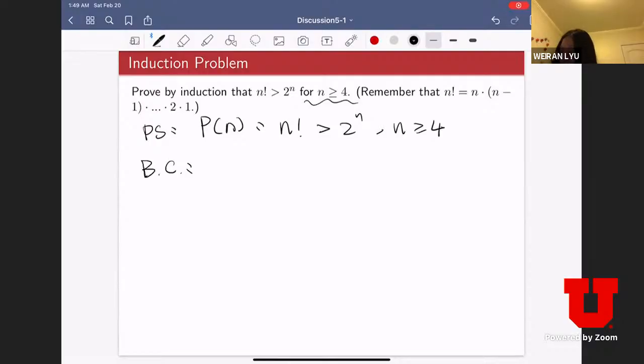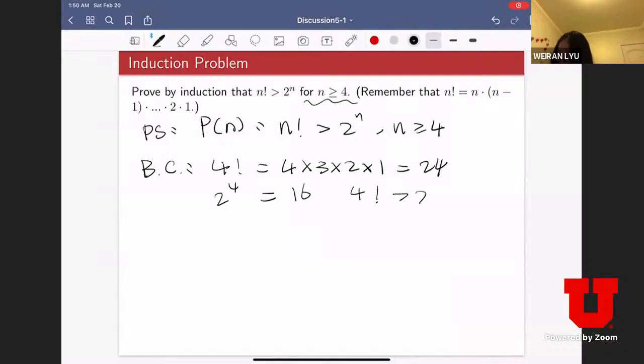If we look at the left-hand side, which is 4 factorial, that should equal 24. And if we then check 2 to the 4, that should give us 16. All right, and then we have proved the base case.